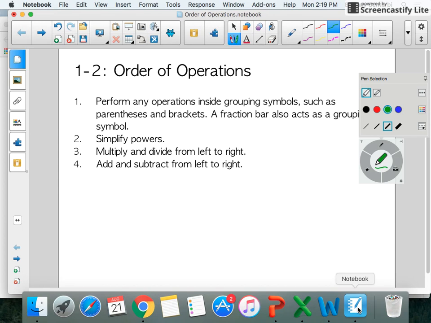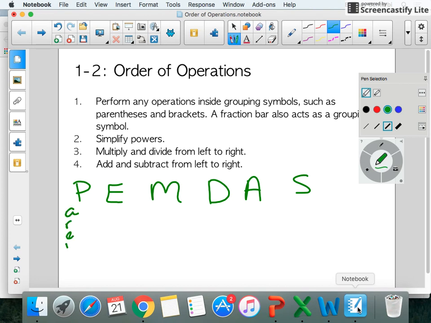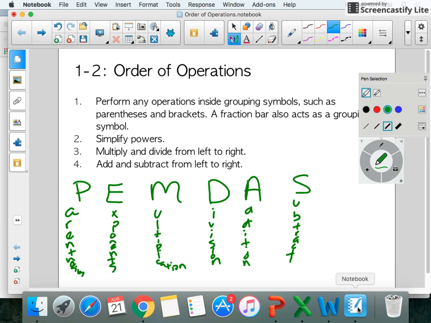So a way to remember that order, we use something called PEMDAS. So this means parentheses, exponents, multiplication, division, and then addition and subtraction. So make sure you write down the shortcut there so you know what that means.